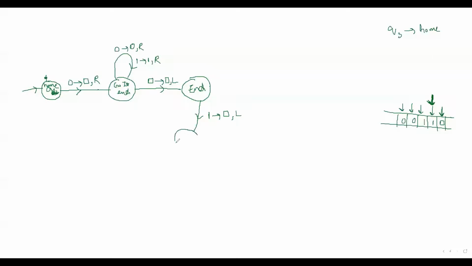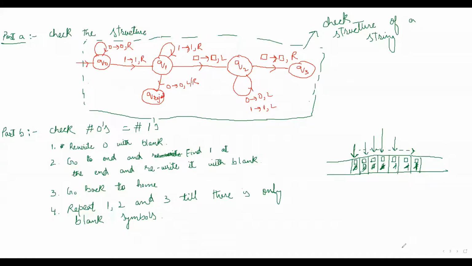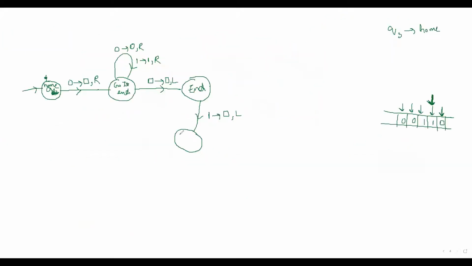And after that, what do we have to do? We have to go back to home. So how will we go home? We will move one place to the left till we reach a blank space. If 1 is there, we will rewrite it with 1 and move left. If 0 is there, we will keep 0 and move left. And now if a blank comes, that means we have reached the end.